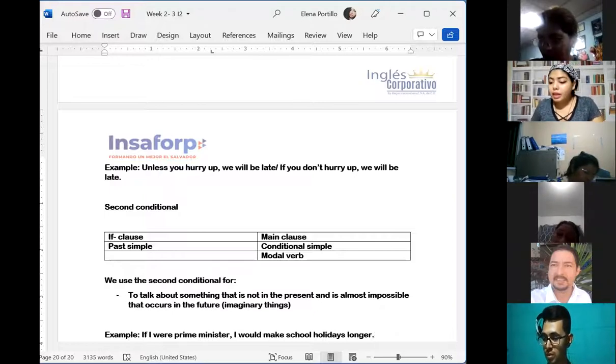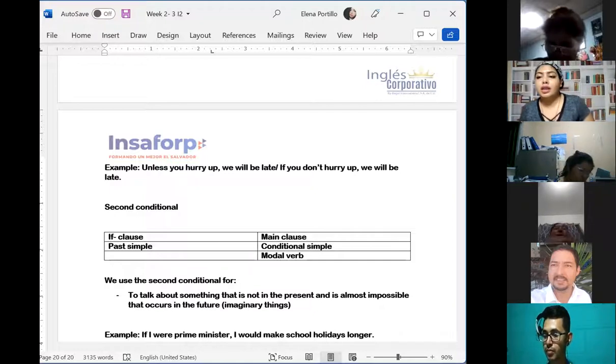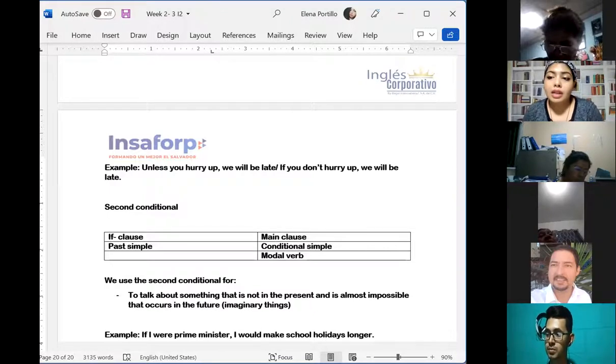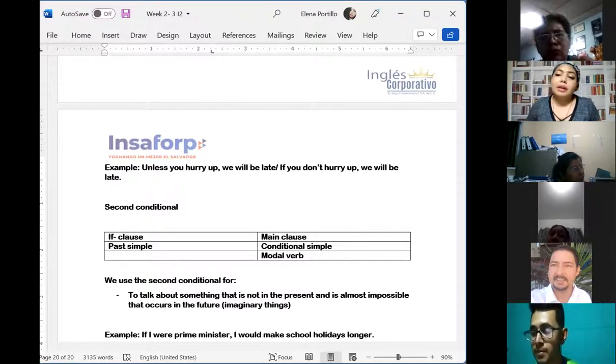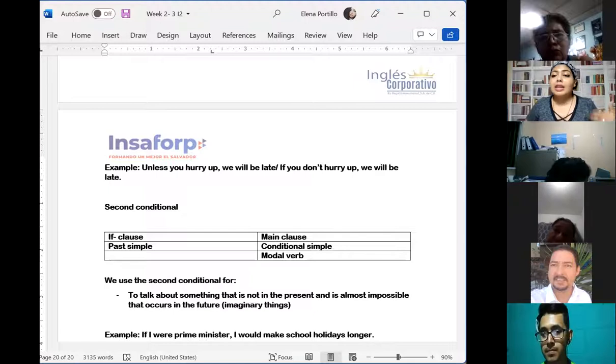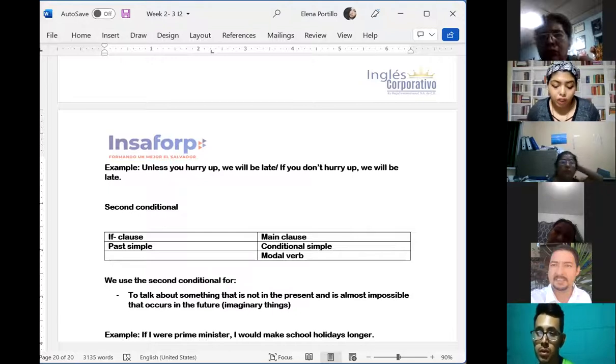This is something that we can imagine because maybe we are not in that kind of things, or we are not in the political things. So this case is something imaginary that maybe we can do in the future. It's something that can happen, but maybe we are not in that kind of things. So, if I were prime minister, I would make school holidays longer.